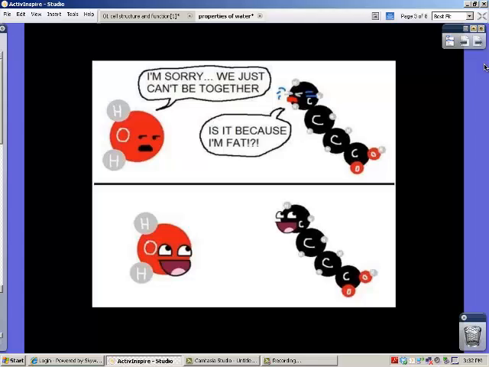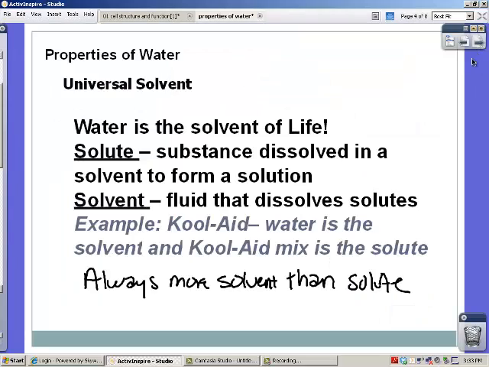Also, if we say something doesn't like water, we say that it is hydrophobic, meaning it is water-hating or water-fearing. It doesn't like water. If it's hydrophilic, it means it does like water. So water-loving or water-liking.